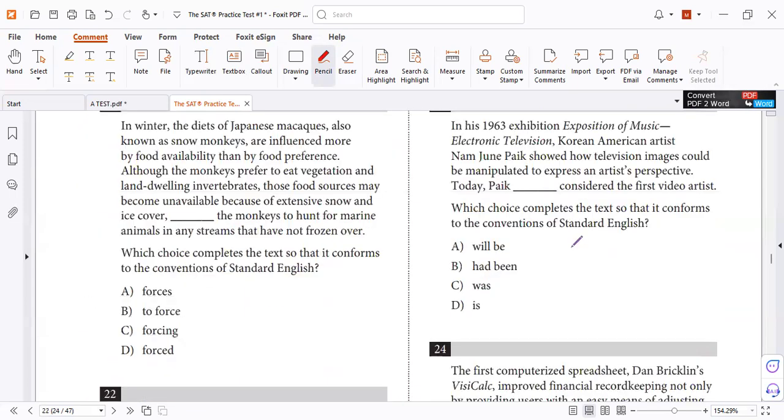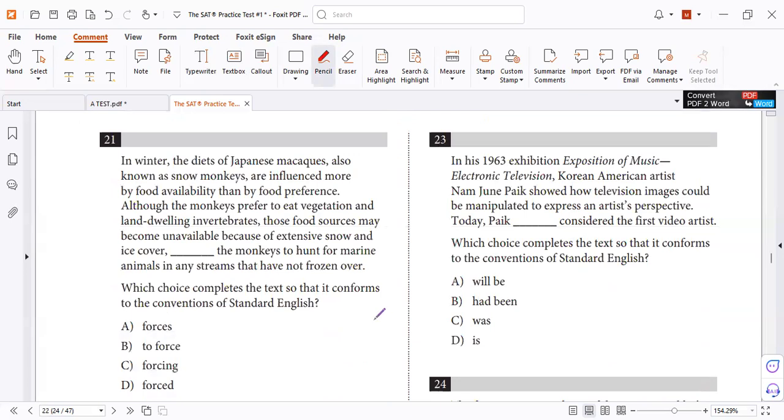What else do you like? As you wish. Okay, let's answer these. 21, as you like.